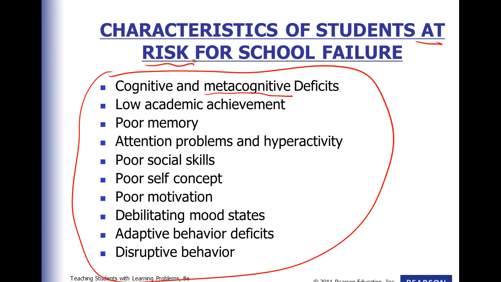Okay. This is the first thing I want you to put on your wiki site, just a list of characteristics of students at risk for school failure, so that you'll have it. Stop this now, hit pause, and get this on your wiki site and start organizing your wiki.